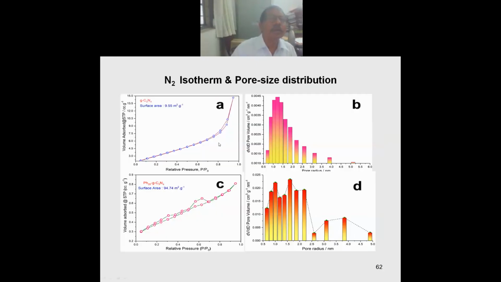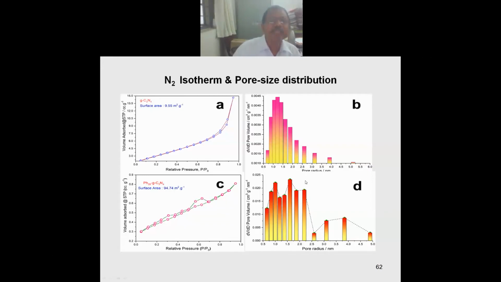This is again the nitrogen adsorption-desorption isotherm, in order to calculate the pore size distribution and surface area. The surface area for g-C3N4 is hardly 9.55 meter square per gram. This is for 94%. There is a large enhancement in the surface area after phenyl grafting. And this is the pore size distribution.